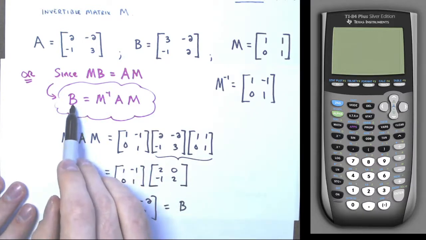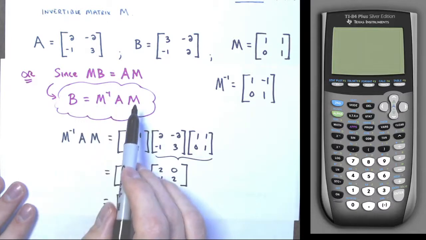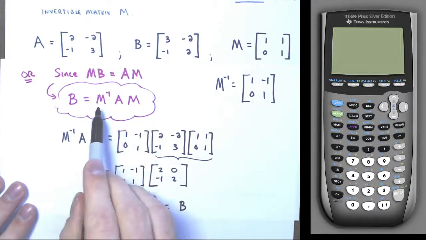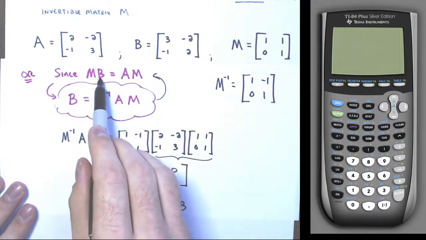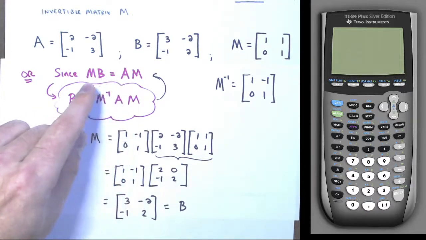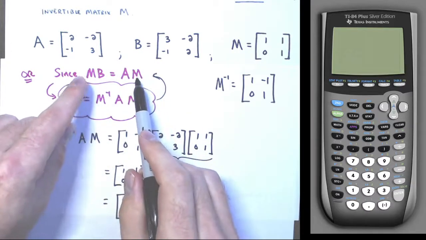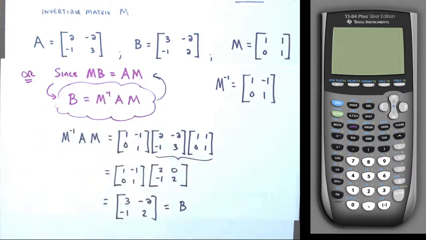So I have this being true, right? B equals M inverse times A times M. And if that's true, then we can go back and say, hey, then M times B must be equal to A times M. If I multiply these two matrices by this invertible matrix M on either side, one on the left, one on the right, I'm getting the same product. That means A and B are similar. Right.